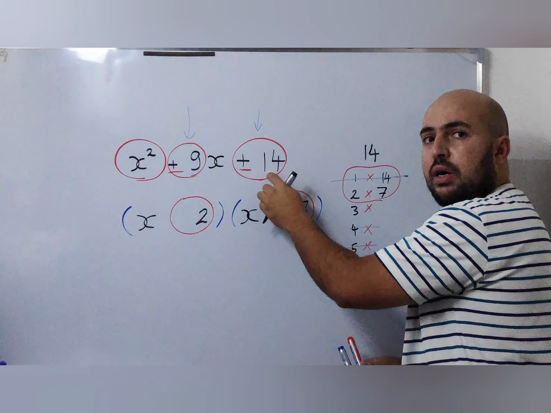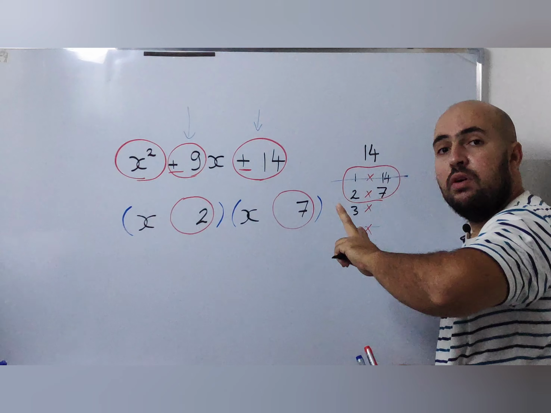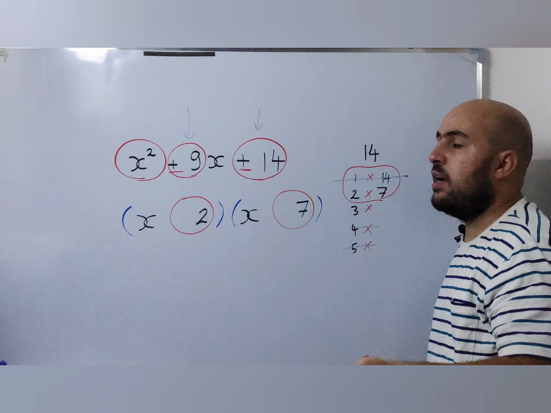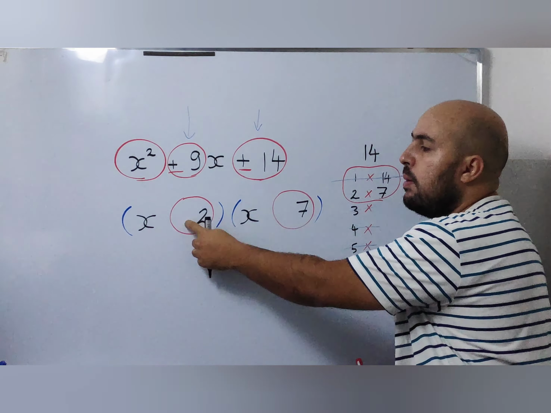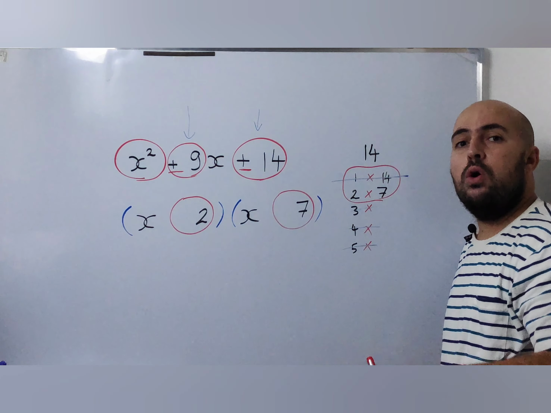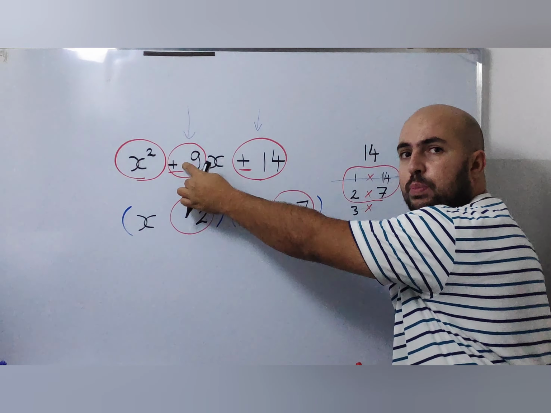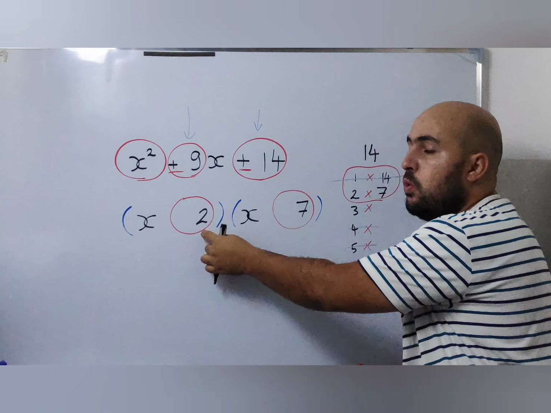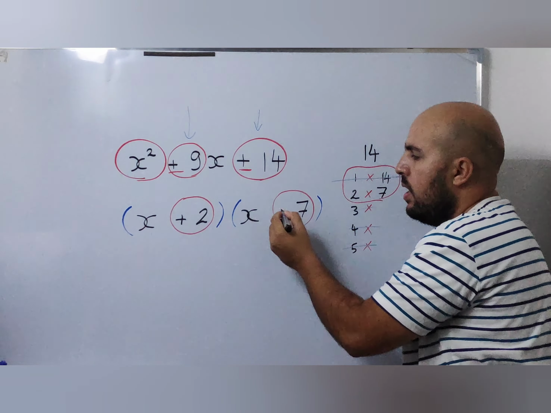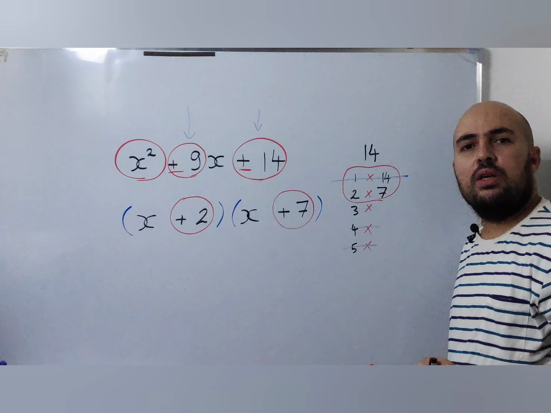And because 14 is positive, these numbers must be both of them negative or both of them positive. Because when you multiply the same signs, you will get a positive sign. Now, how do we know what is the sign of these numbers? We will take a look at the 9. The 9 is positive. So when you add two positive numbers, you will get a positive number. So this one must be positive 2, and this one must be positive 7. And this is how you answer a question like this.